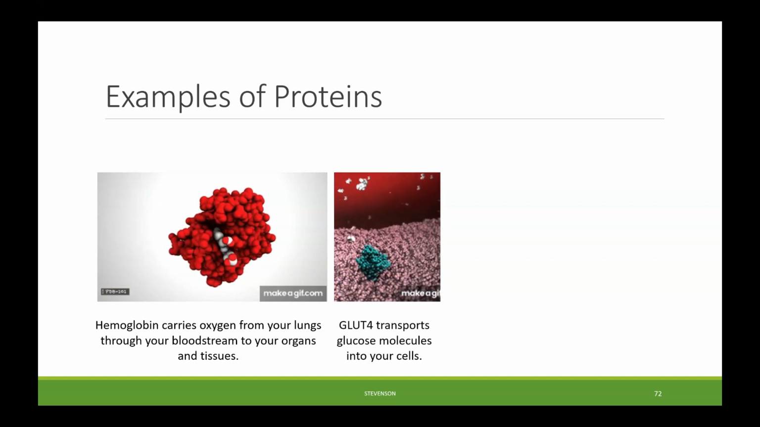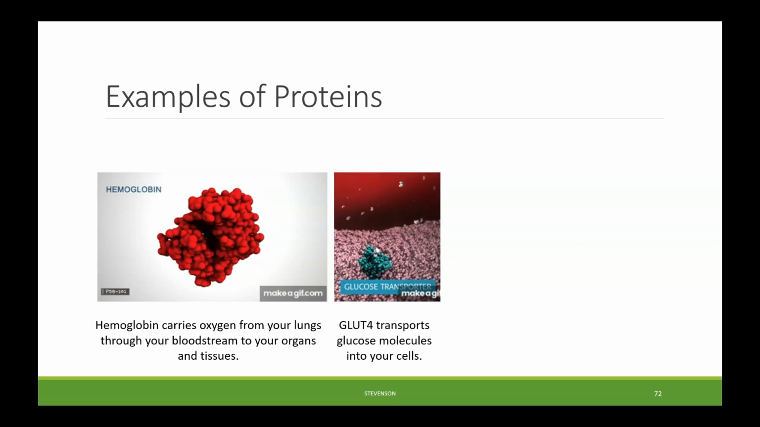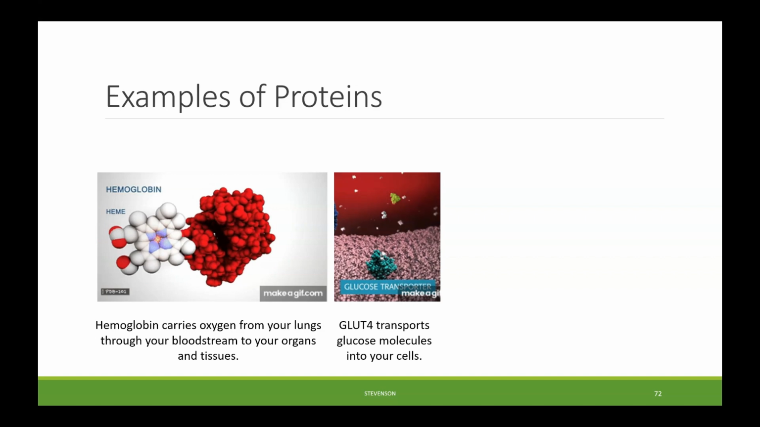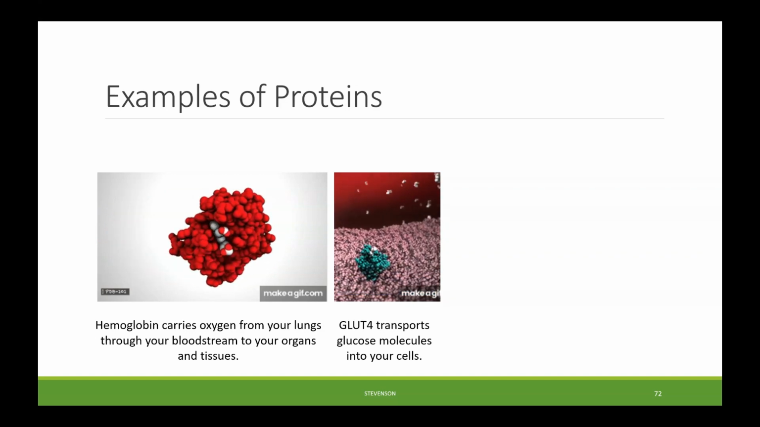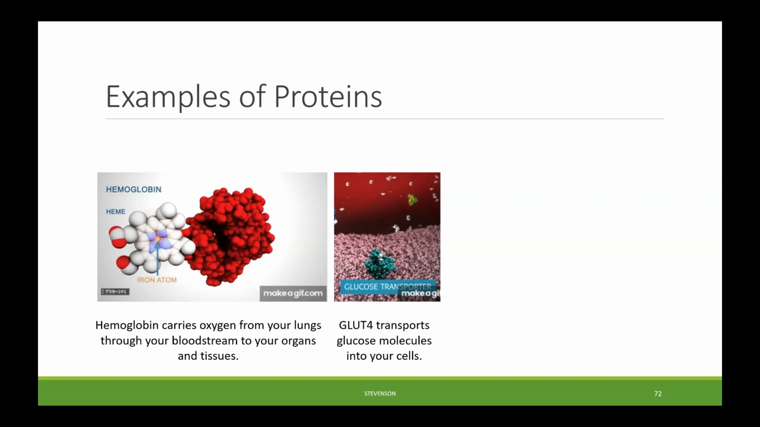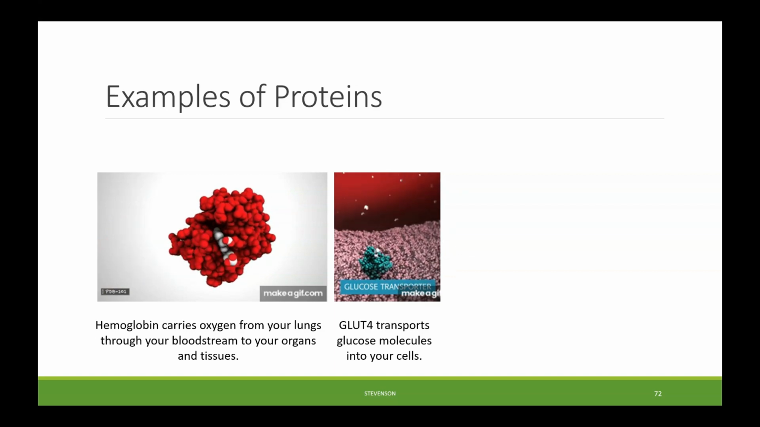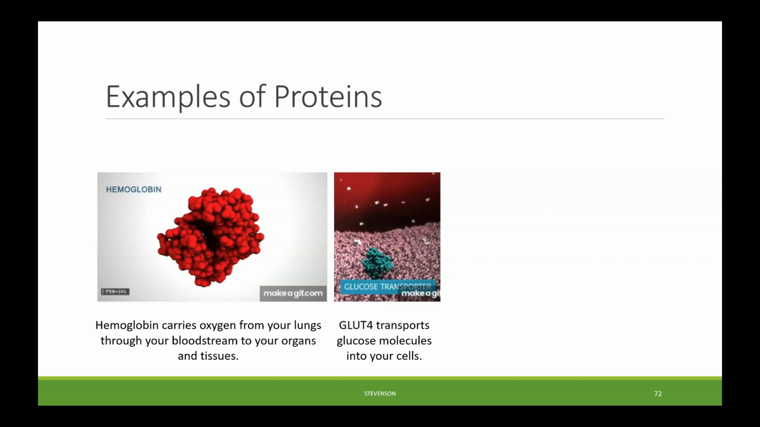GLUT4 is a protein that is actually embedded and buried in the membranes of our cells. It's like a tube or a channel that allows glucose sugar molecules to pass through the membrane and to the inside of the cell. And then once inside the cell, the sugars can be broken down and used for energy. So again, the channel-like structure of the protein dictates its function.